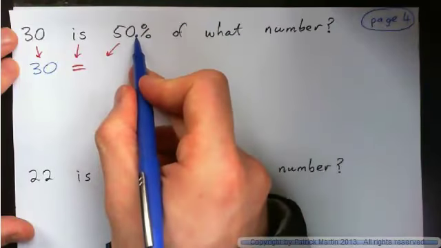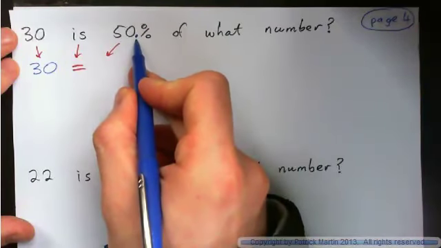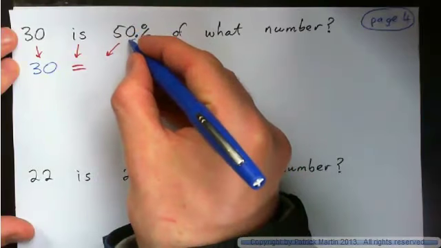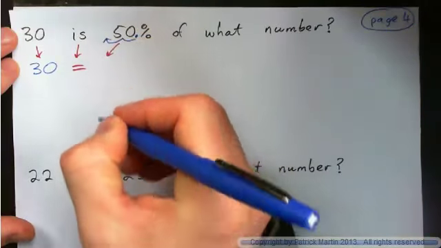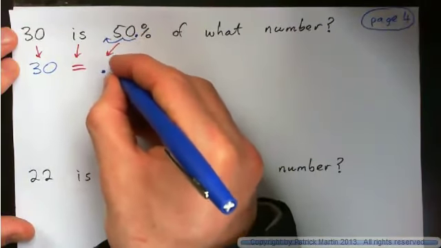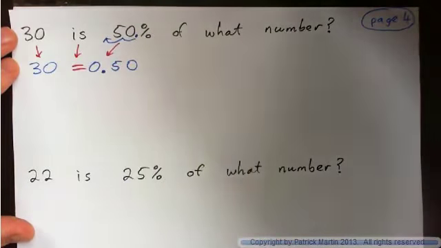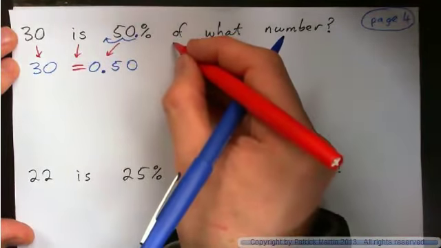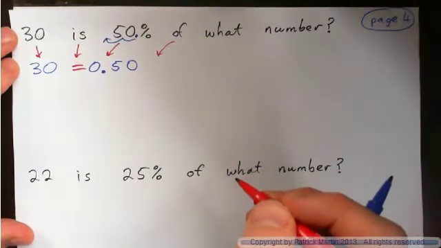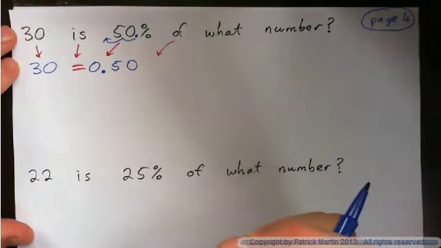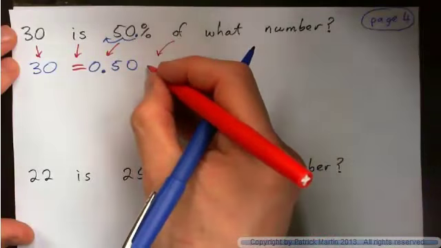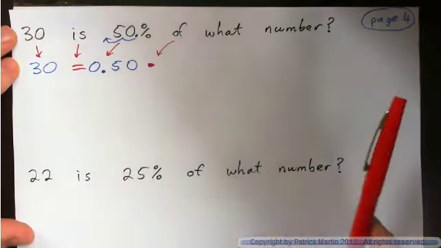The decimal point is here at the moment. To turn a percentage into a decimal, you move the decimal point 2 spaces to the left to get 0.50. Okay? Now, what do you do with of? Of is what? Of is multiply by.